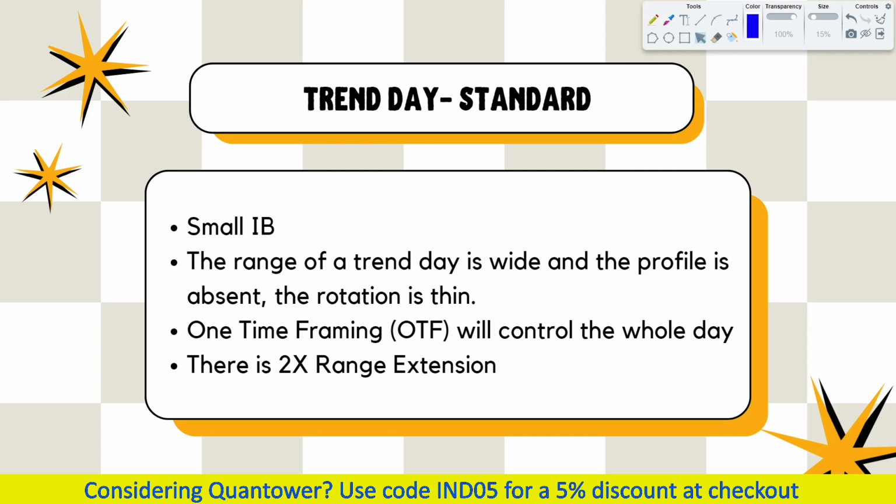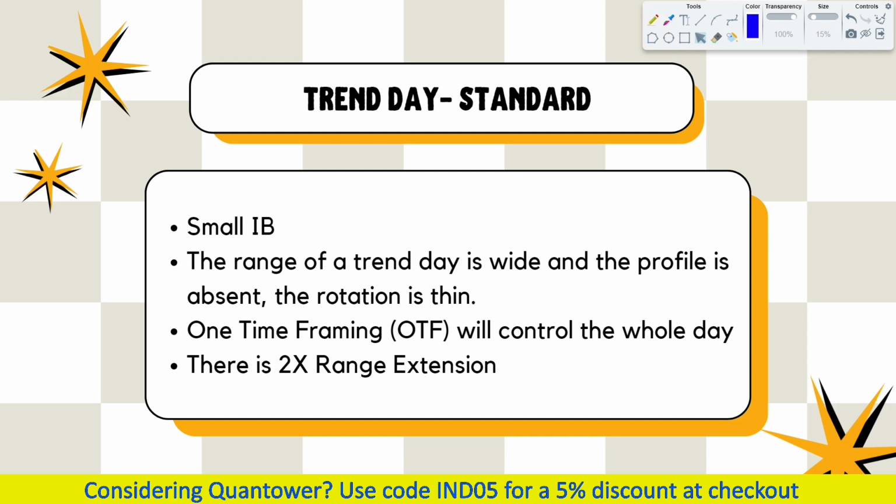Now coming to trend day characteristics. It is a small IB, as discussed initially. The range of a trend day is wide and the profile is absent. The rotation is thin. Wide in the sense we will have a long profile. And the profile is absent in the sense, no need to worry, it's not absence as you are thinking. The profile will just be very thin.